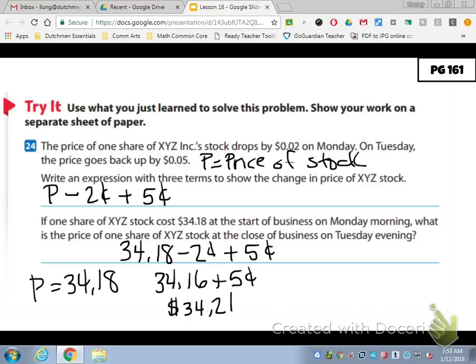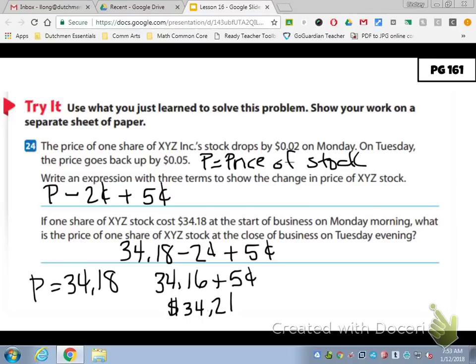Well, we don't know the price, so I'm going to use P for the price of stock, and that's what I start with. Well, if it's dropping, we're taking 2 cents away. And then on Tuesday, it goes back up, which means we're adding 5 cents. So it would be P minus 2C plus 5C. You can use X, you can use whatever variable you want. It does not have to be P.